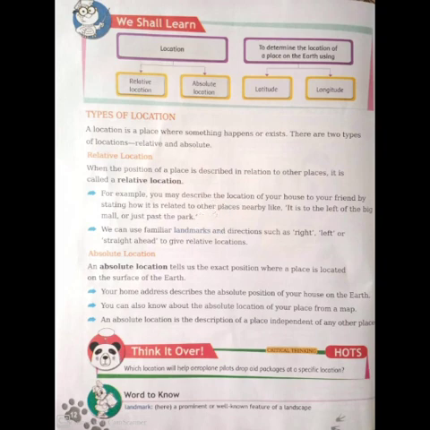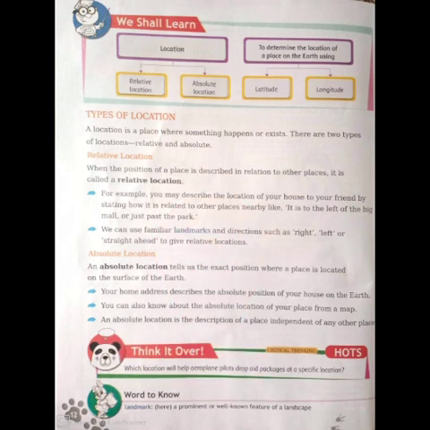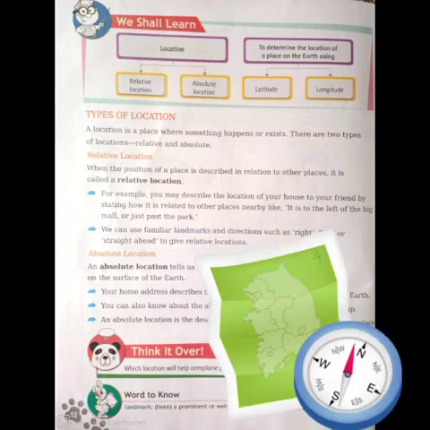First of all, we should know what a location is and the different types of locations. The location means where something happens or exists. There are two types of locations, which are relative and absolute locations. First, relative location. When the position of a place is described in relation to other places, it is called a relative location.